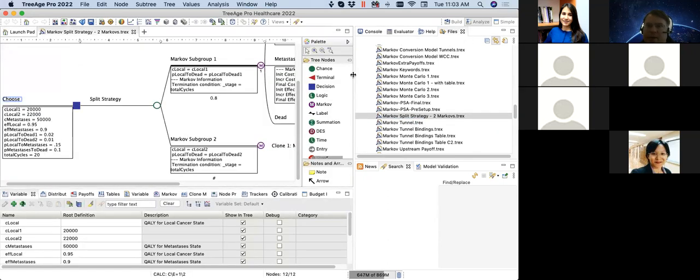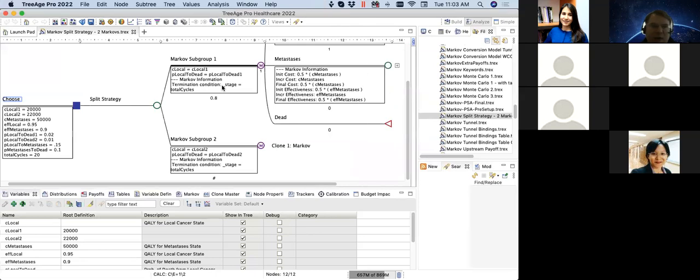What we have here is a model that has a strategy. Now, there's only one strategy, but imagine there's multiple strategies. That strategy got split into two subgroups in this case, but it could be split for any reason into different Markov processes. Like you could have an initial treatment that either succeeds or fails, and this could be the people for whom it succeeds, and this could be the people for whom it fails. But then you're following those people out further into the future.